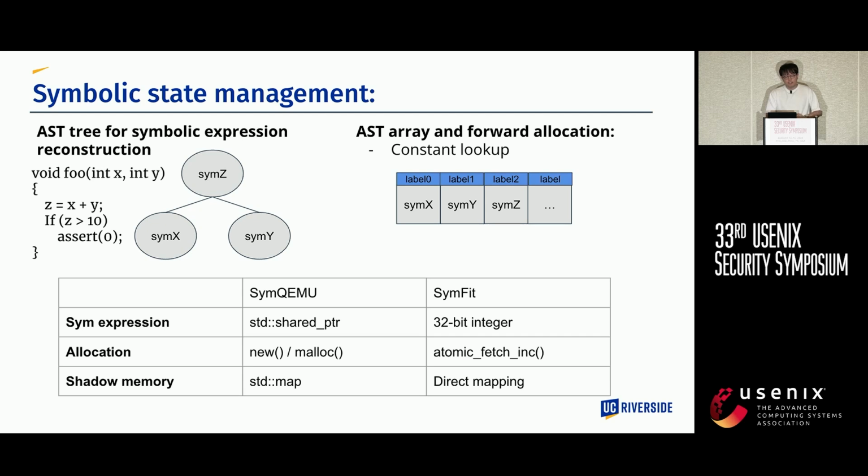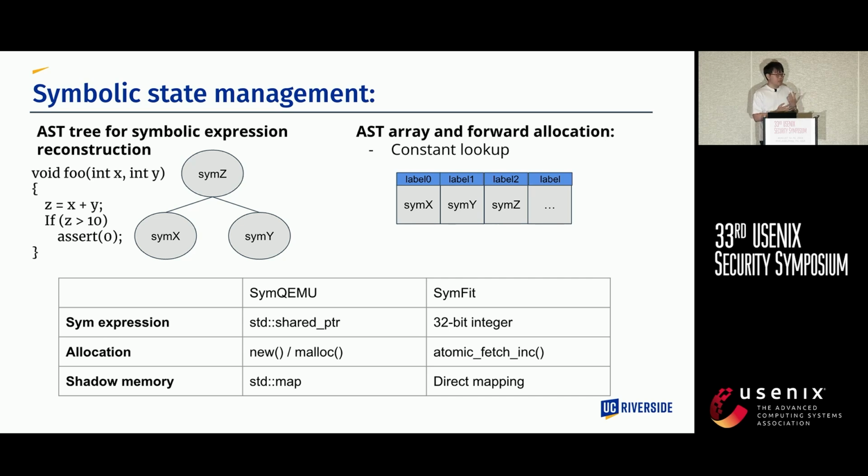As for symbolic state management, we borrowed the idea from another research work called SymSan. SymSan works for source code; it is a source code-based concolic execution. We spent some engineering effort to make it work in our binary code concolic execution tool. But essentially the idea is the same.